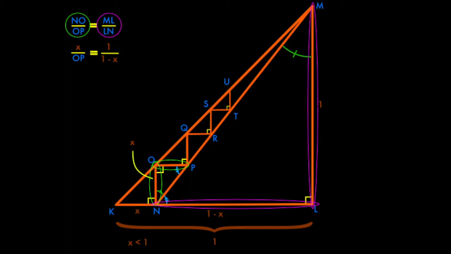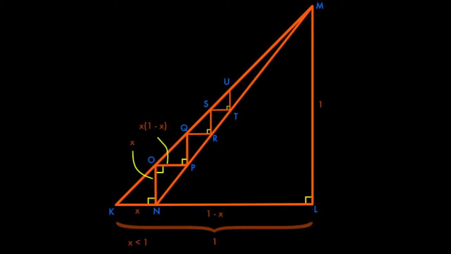So we have one equation with one unknown, which is the length of OP. Solving for OP, just by cross-multiplying, we see that OP is equal to x times the quantity 1 minus x. So let's just label that.